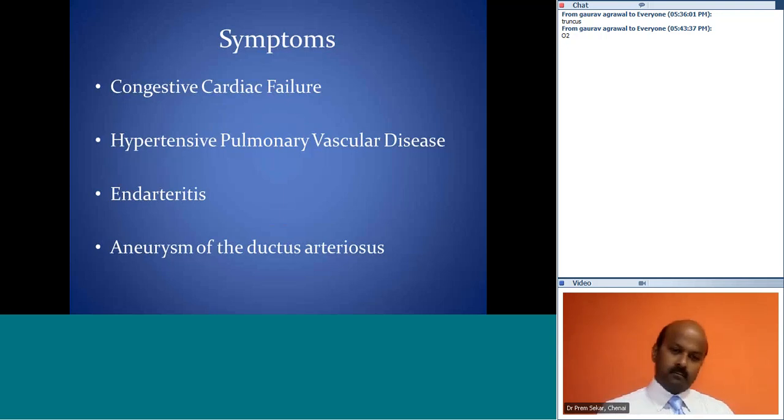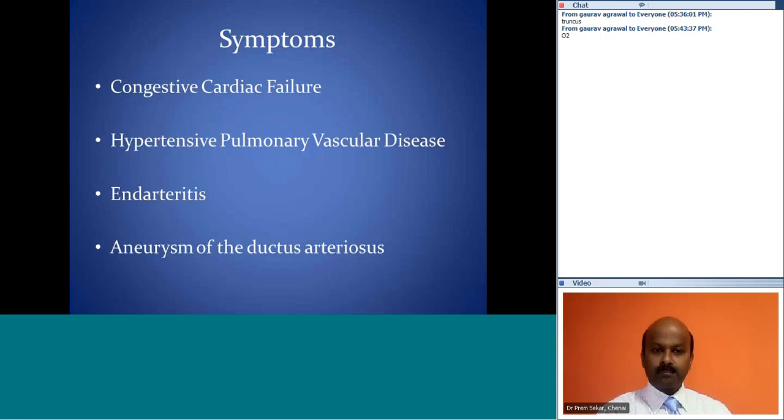The endarteritis usually occurs at the pulmonary arterial end, and any mycotic embolism that you see is into the pulmonary end rather than the aortic end. Aneurysm of the ductus arteriosus is reported with an incidence of almost 8%.